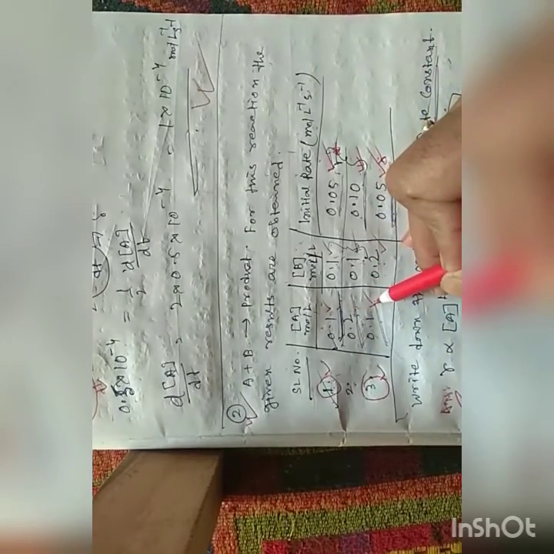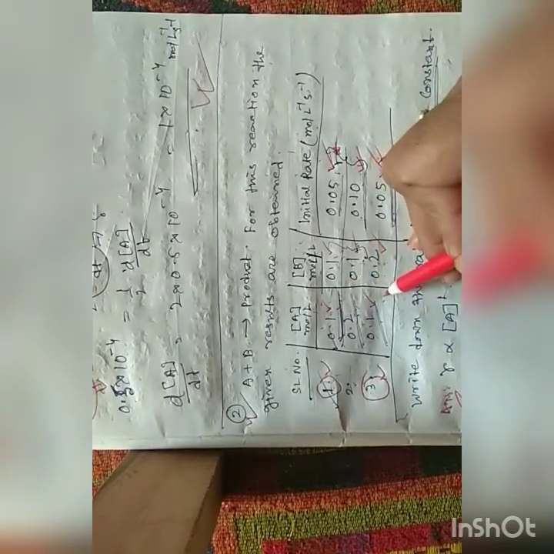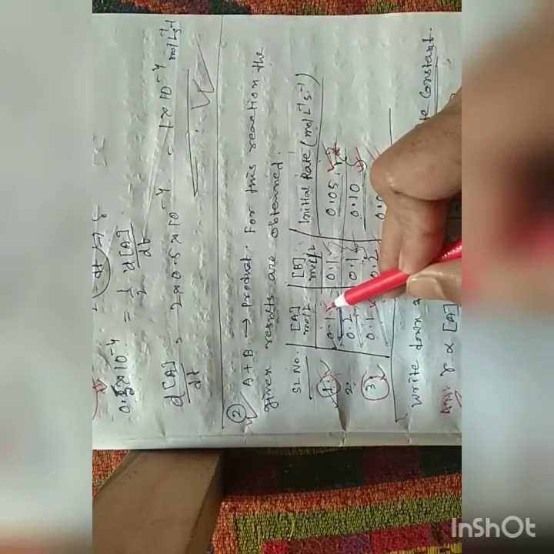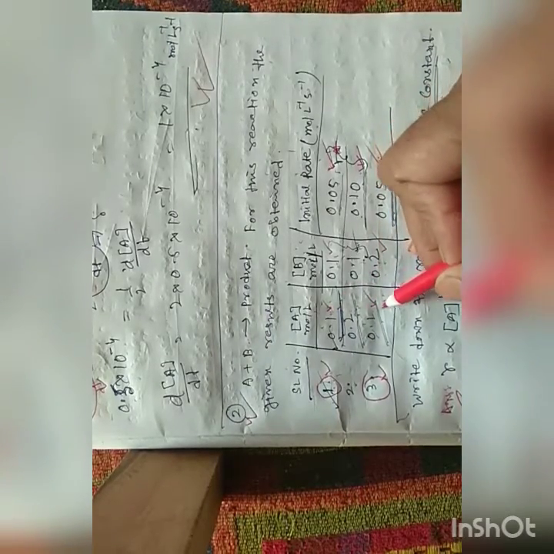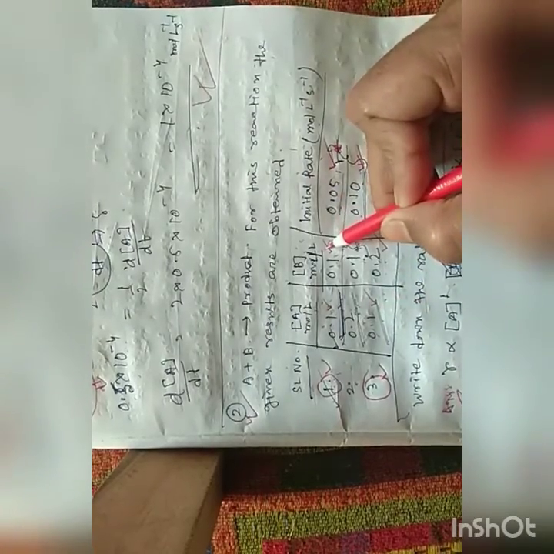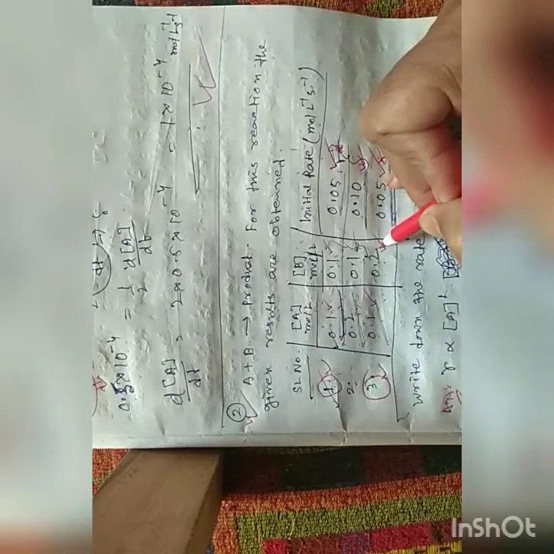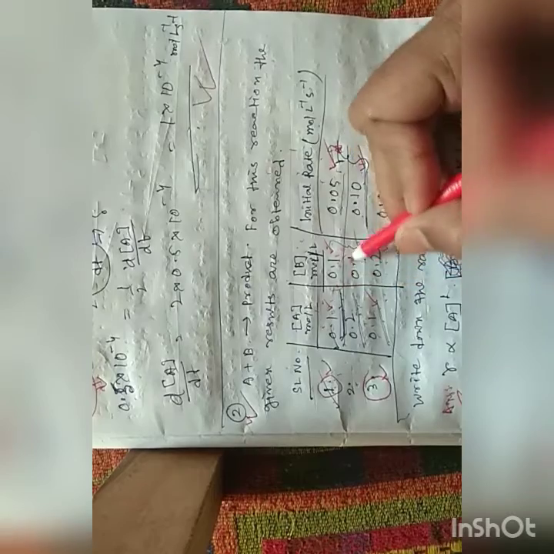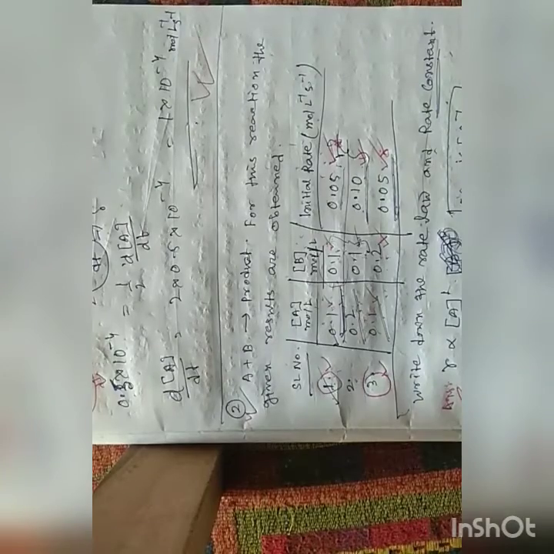In result 3, the concentration of A is 0.1 and the concentration of B is 0.1 in one case and 0.2 in the other. The rate remains unchanged. In spite of B being doubled, the rate remains unchanged. So the rate is independent of the concentration of B and depends only linearly on the concentration of A.